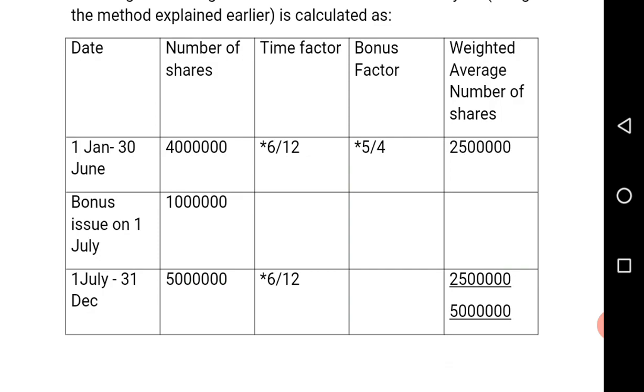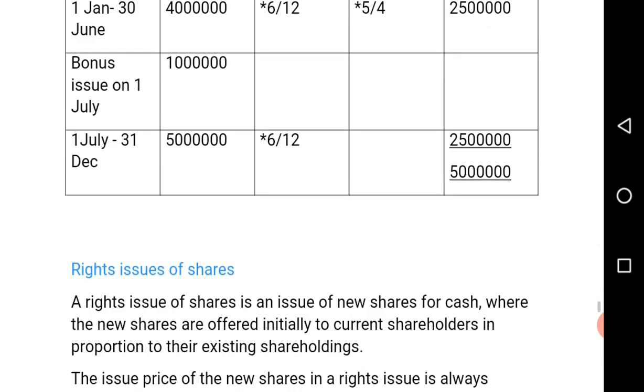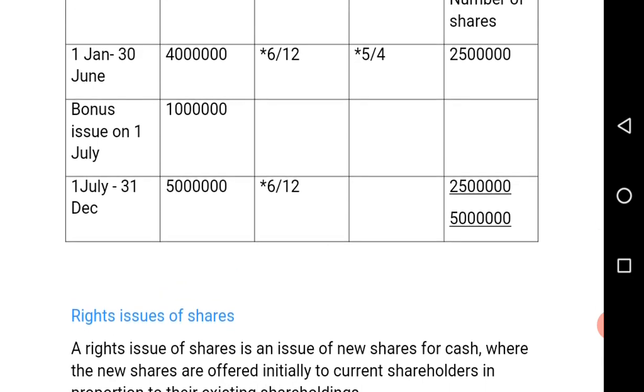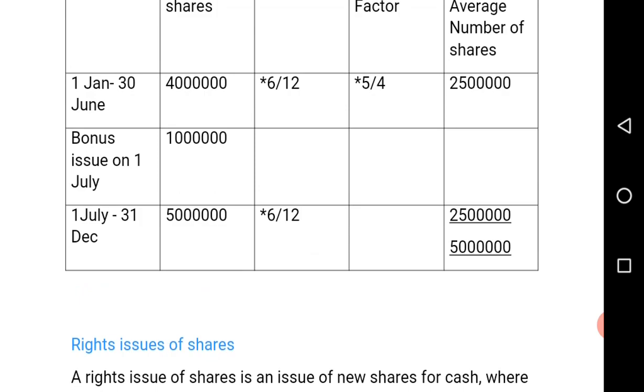Then note that the bonus factor is applied for the periods immediately preceding the date of the issue. It was issued on 1st July, so the factor is used on the period before. I keep saying fraction, but here it says factor. So we've completed what is on the table here. We have a total of 5 million as the weighted average number of shares.